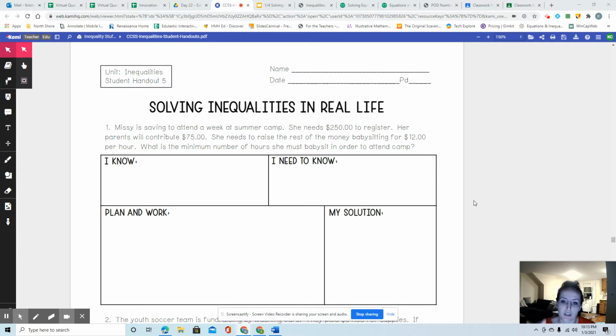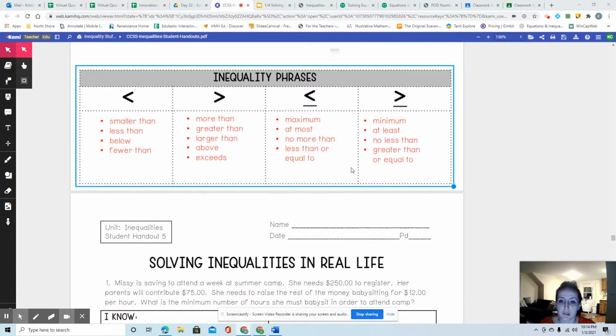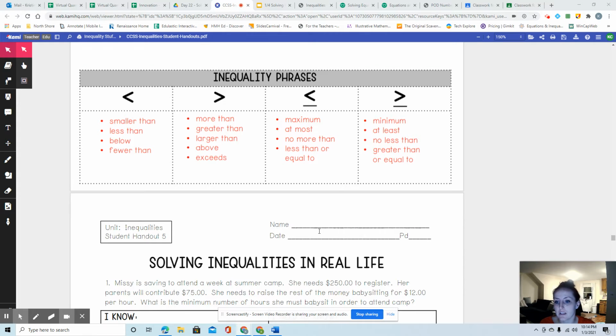Alright, so what we're doing is we're taking our inequalities and we're turning them into word problems. So we're using these in real life. Just to remind you of some of the vocabulary associated with the different phrases. You guys have this in your digital notebook as well as your own notes from earlier this unit.